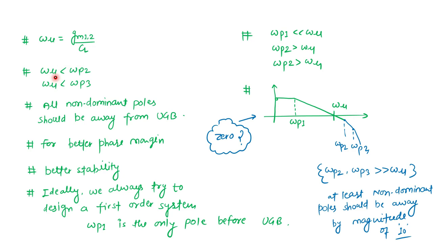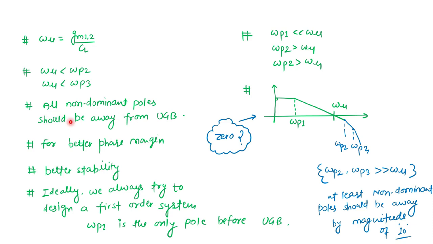So our target is that we should always keep omega p2, omega p3 or any other non-dominant pole far from omega UGB, so that we can have a first order response at least till the omega UGB frequency. And we know that for a first order system there is a nice phase margin, hence good stability. This is the ideal expectation, and in this case, omega p2 and omega p3 will be far away because they are coming due to the parasitic caps.